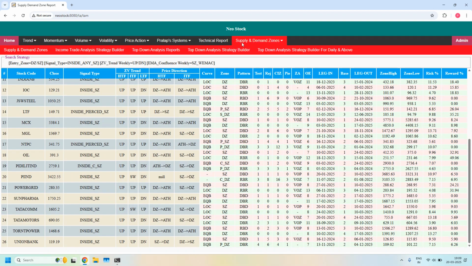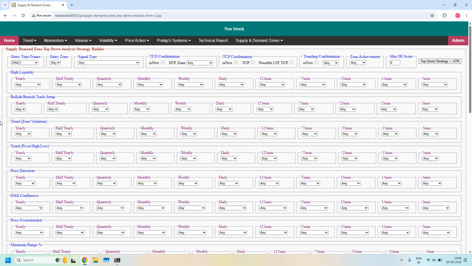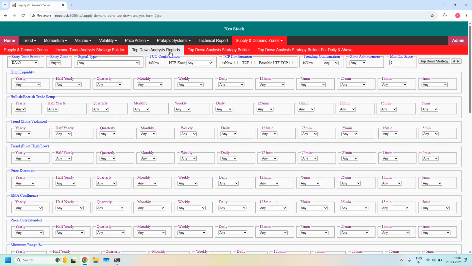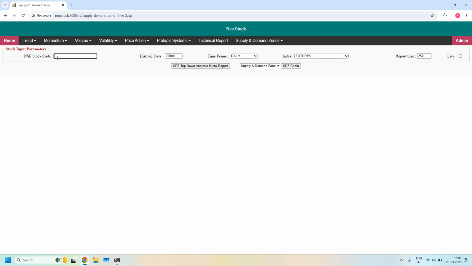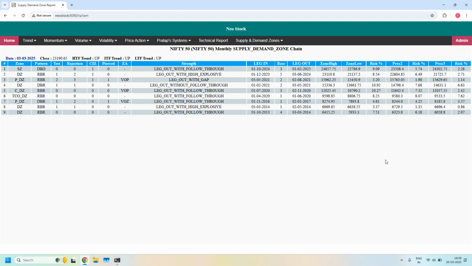Next we will look into the NIFTY BANKNIFTY supply demand zone chain. Let us start with NIFTY. Generating the monthly supply demand zone chain for NIFTY. Okay, this is the NIFTY monthly supply demand zone chain.